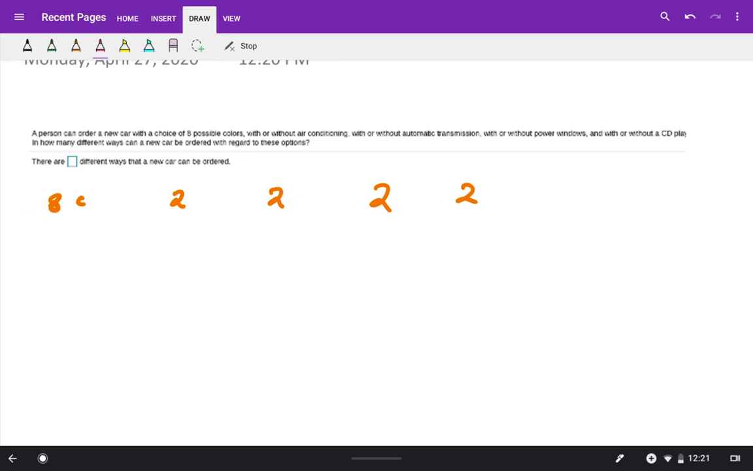So what you're going to do, you're just going to multiply all those choices together, and that's going to be your answer. So again, that C represents the color. So this is 8 times 2 times 2 times 2. So let's just multiply that. This is 8 times 4, which is 16. 8 times 16, we're getting 128. So you can select a new car in 128 different ways, having all those choices.